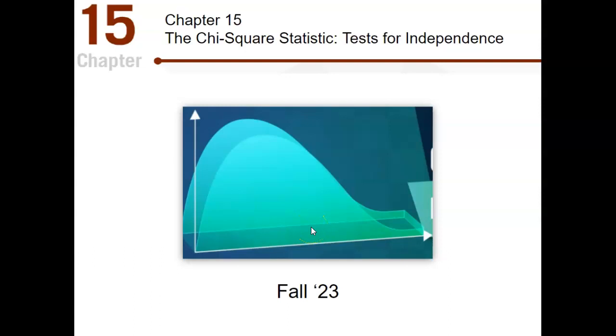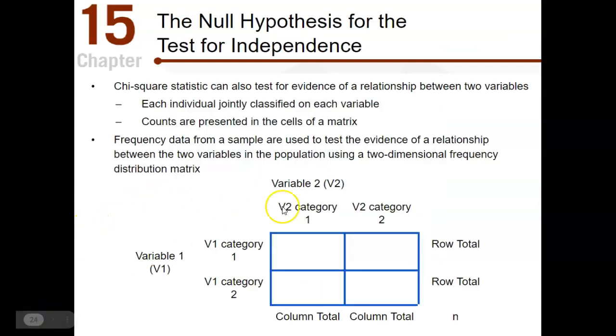Hi, this is a lecture video for the chi-square statistic test for independence. In the last video, we saw how to perform a test for goodness of fit. So this is the other kind of test that you can perform with the chi-square. This test for independence is specifically testing for whether there's a relationship between two variables.